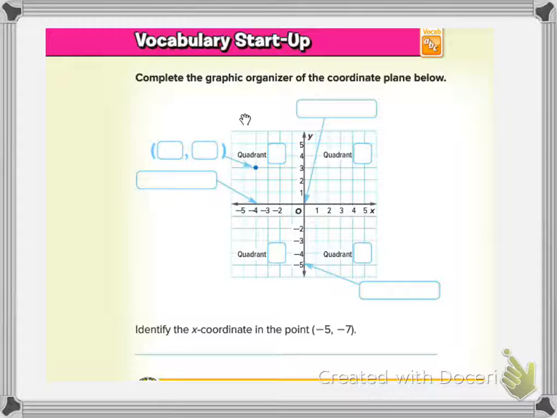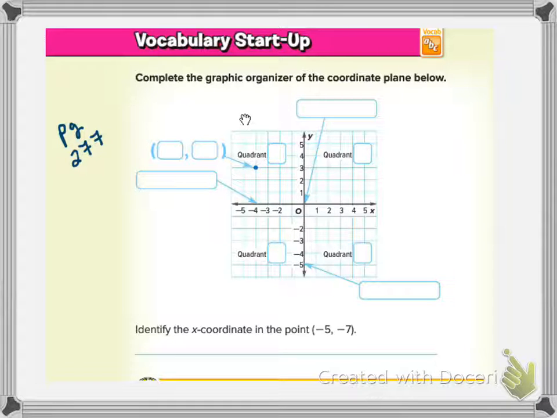We're taking a look at Chapter 4, Lesson 2, Part 1, and we're going to start with the vocabulary startup. So you should have your book open to page 277. On page 277, we're continuing with the coordinate plane. So let's just review some of that vocabulary.